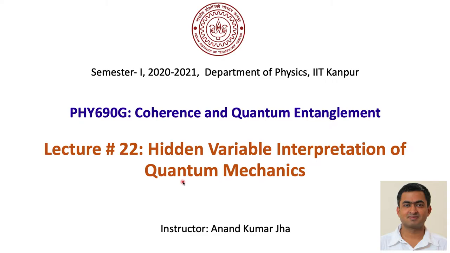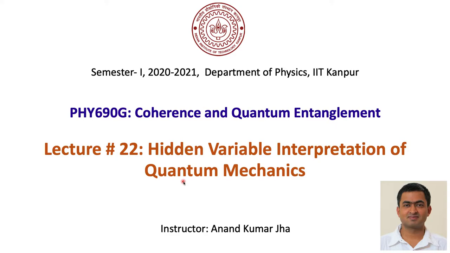And hidden variable theories were an approach to find an alternative theory that will not have the issues that were pointed out by Einstein, Podolsky and Rosen within the quantum theory.